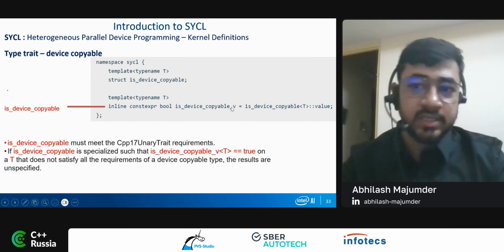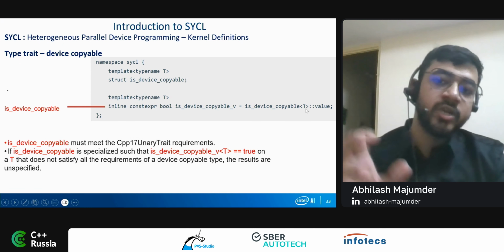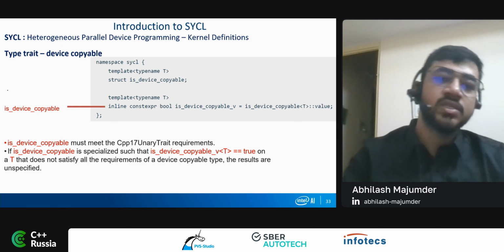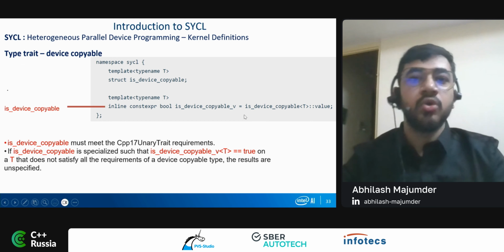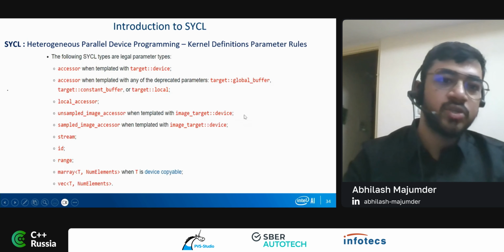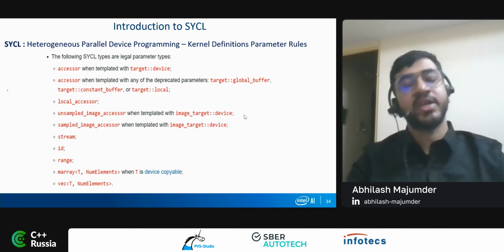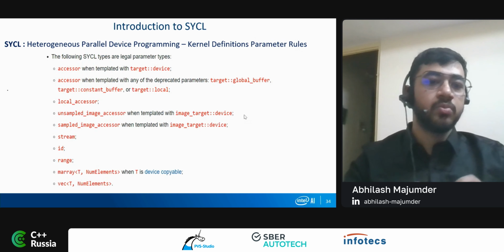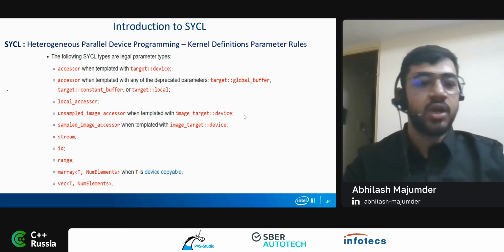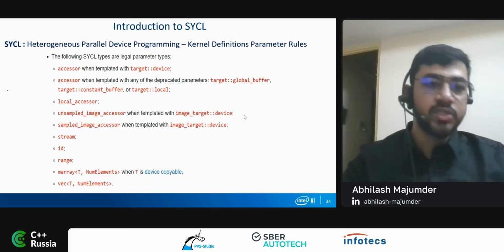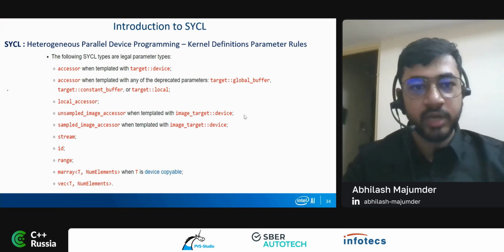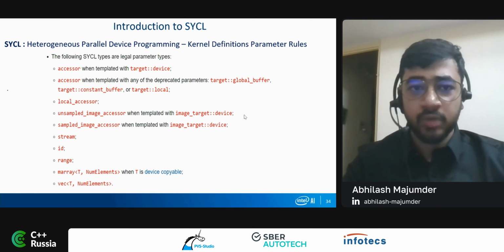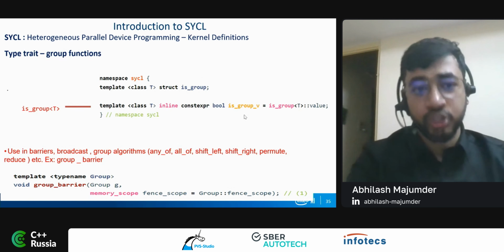If in any case this is_device_copyable template type trait is false, then your kernels might give compile time errors as well. So by default, whenever you write your SYCL kernels through accessors, buffers, images, streams, IDs, ranges, ND ranges, arrays, and vectors, all of them follow this device copyable type trait by default. There is another type trait we'll be coming to, which is known as the group functions.